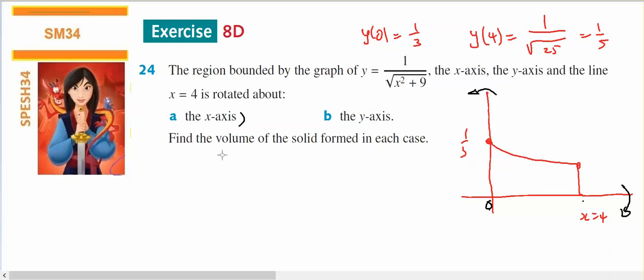This is for UTOR Specialist. It comes out of 8D, question number 24. So I've got y equals 1 on the square root of x squared plus 9 from the x-axis, y-axis, and the line of x equals 4. So if I sub 0 in, I get 1 on root 9, which is a third. If I sub in 4, I get 1 on 16 plus 9 is root 25, or 1 on 5.